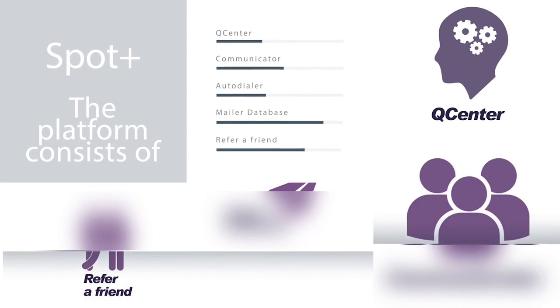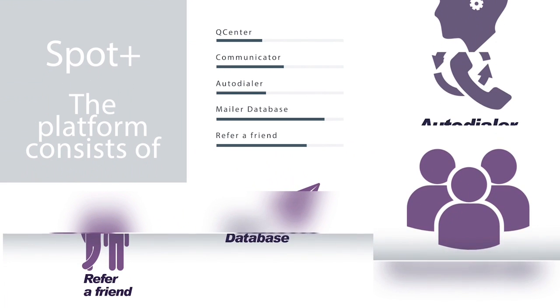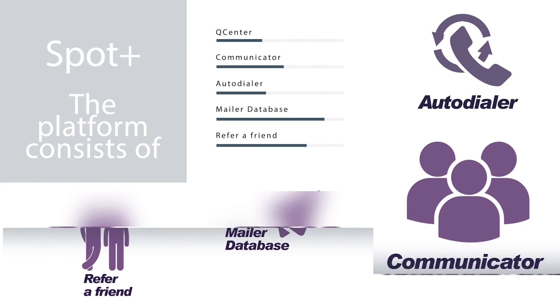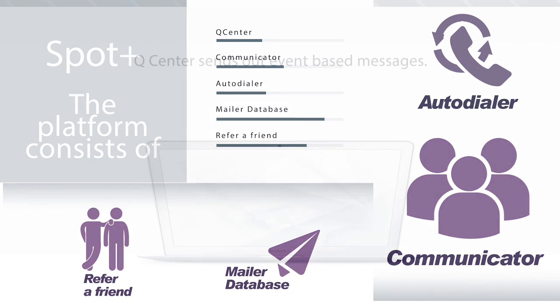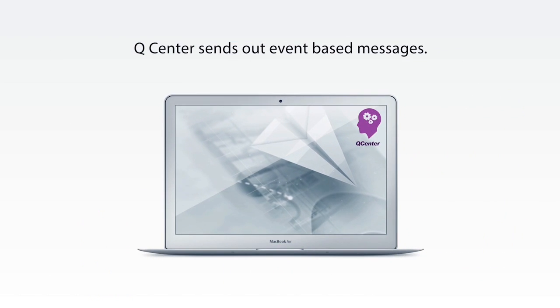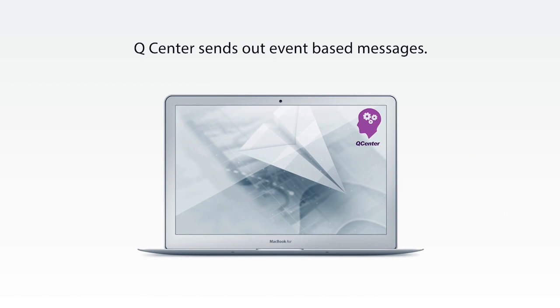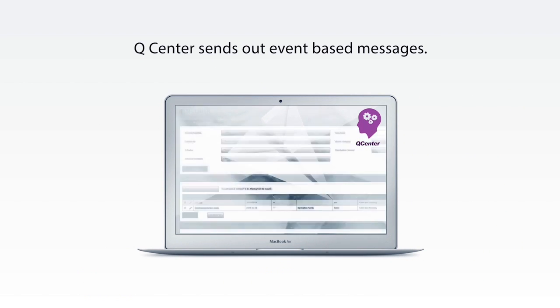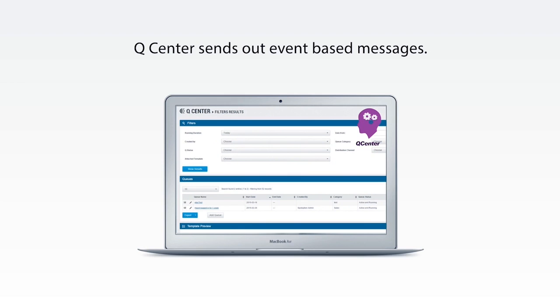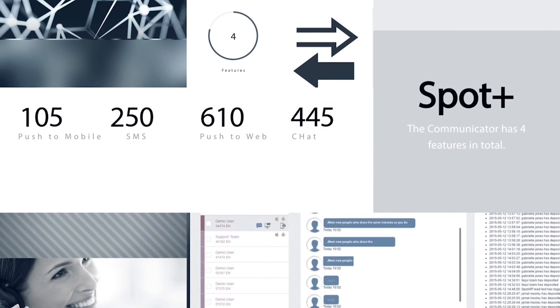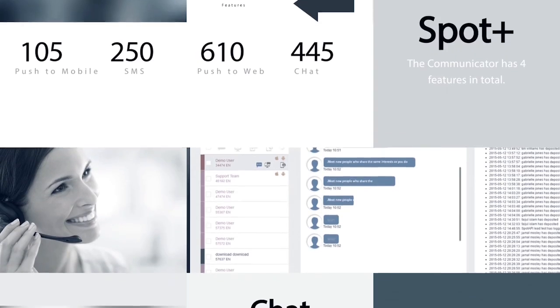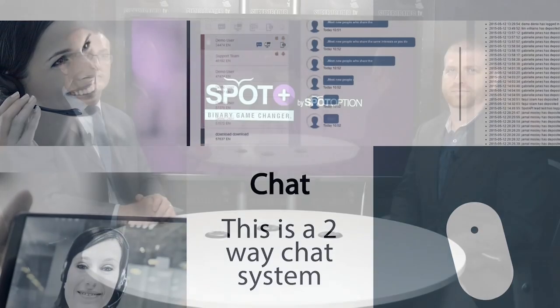The Spot Plus platform consists of Queue Center, Communicator, Auto Dialer, Mailer Database, and Refer a Friend. Let's take a look. Queue Center gives you the ability to build segmentation and send out event-based and scheduled automated emails to leads, customers, and depositors. In 3 simple steps, you can set up a target group of customers and market to them simultaneously. The Communicator has 4 features in total. Chat. This is a two-way chat system for registration.